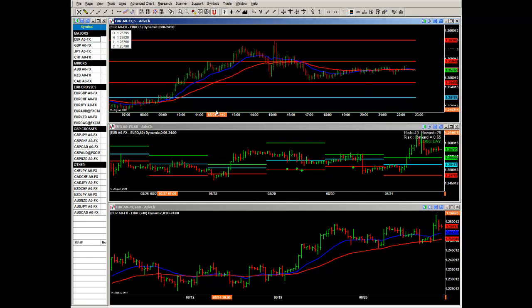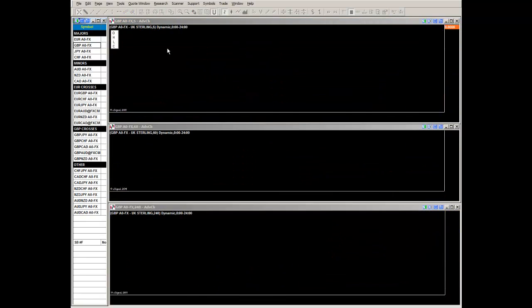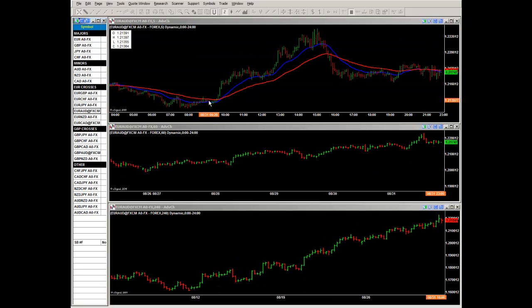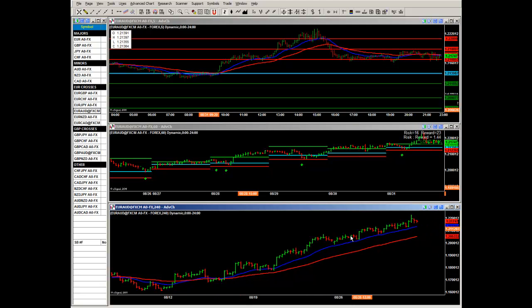So the crosses are just producing some really nice trades. Look, just remember that these strategies are trending strategies. So you can't trade a chart that isn't trending, but you can trade a chart that is trending. If it's Euro Aussie, then you should be trading Euro Aussie. So you should be looking for a trending chart.